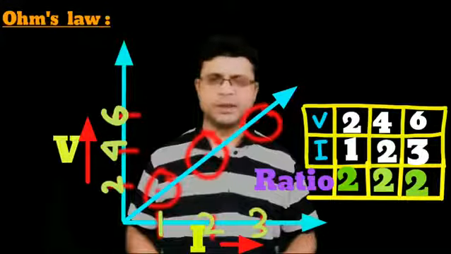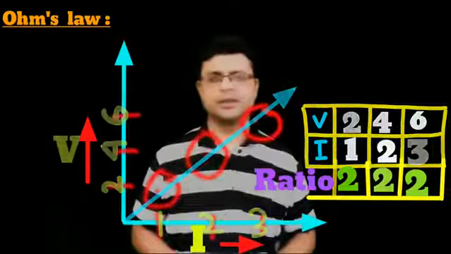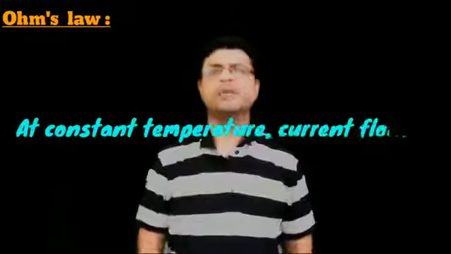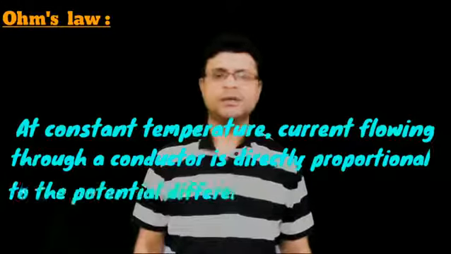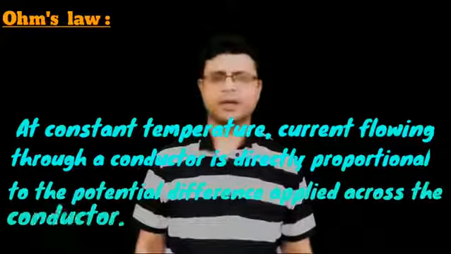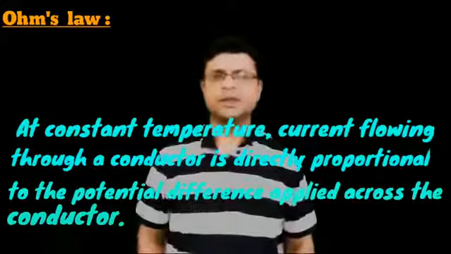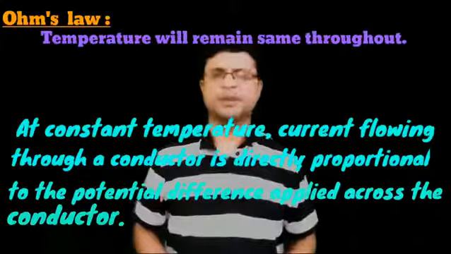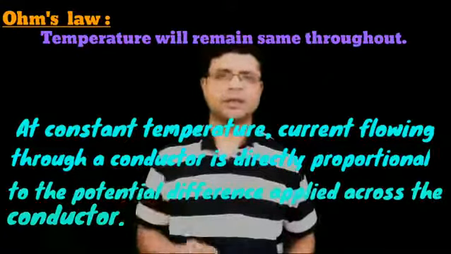Directly proportional means if one factor increases, the other factor also increases. Alright, student? This way, Ohm concluded his law. He stated like this: at a constant temperature, current flowing through a conductor is directly proportional to the potential difference applied across the conductor. I repeat, at constant temperature, that means during this activity or experiment, there should not be any increase of temperature in the conductor.